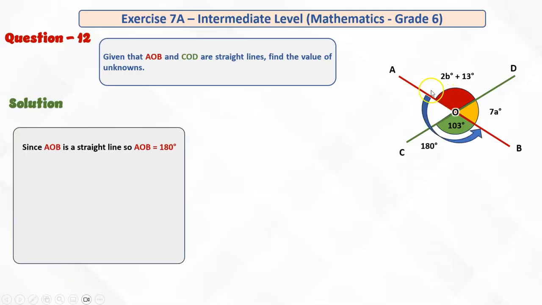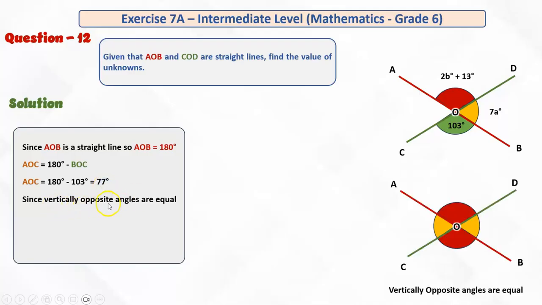Since AOB is a straight line, this angle, the angle represented by the blue arrow, is equal to 180 degrees. And we know that COB is 103. So what would this angle be? AOC would actually be 180 degrees minus 103. Solving this, we get that AOC is actually 77 degrees.